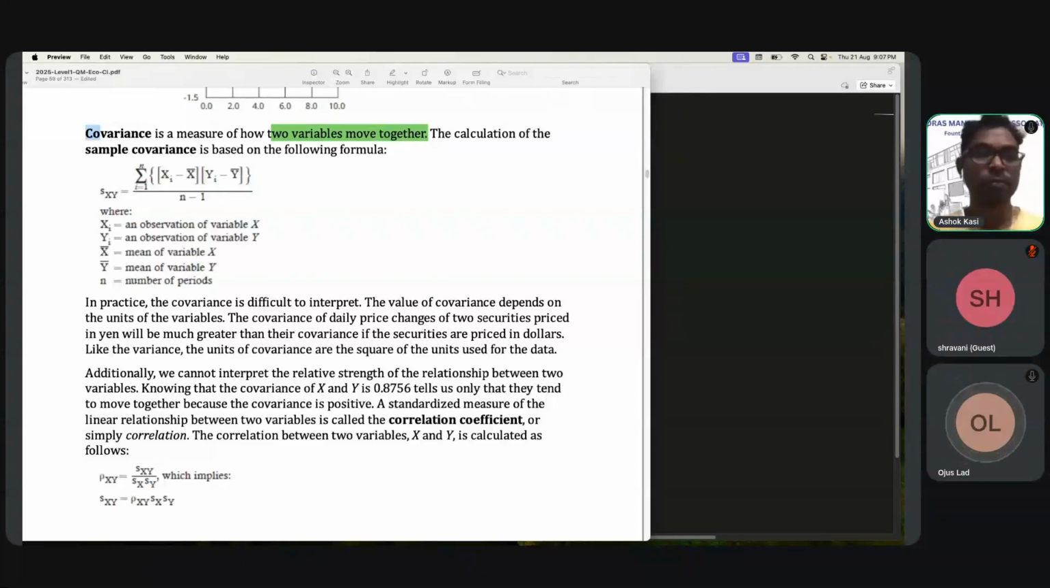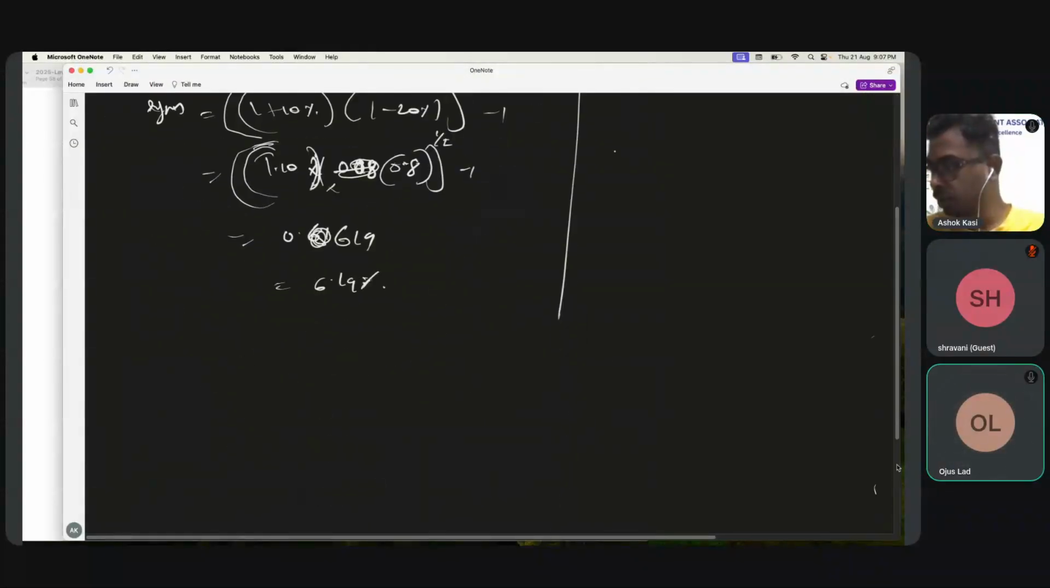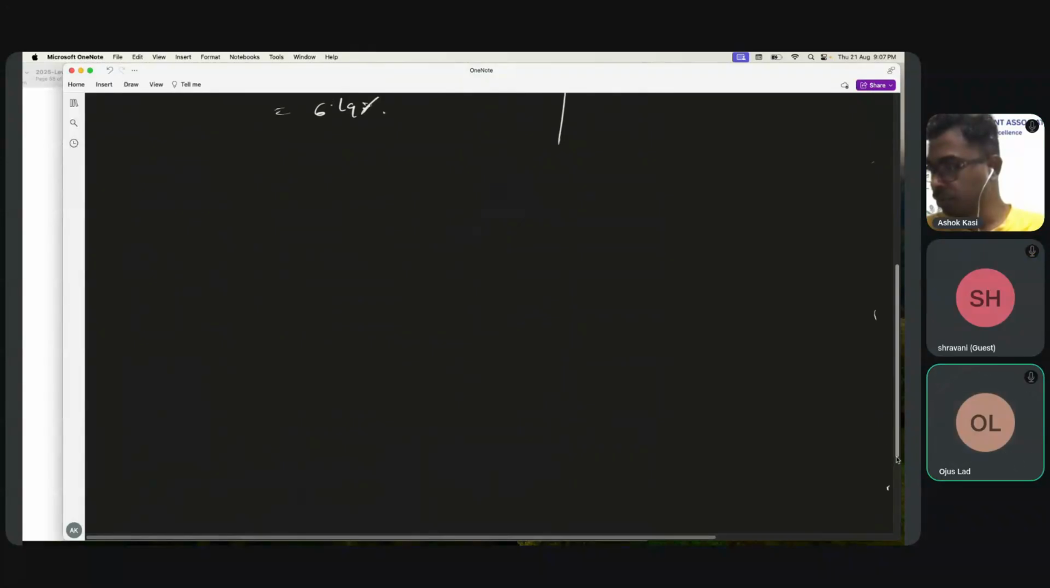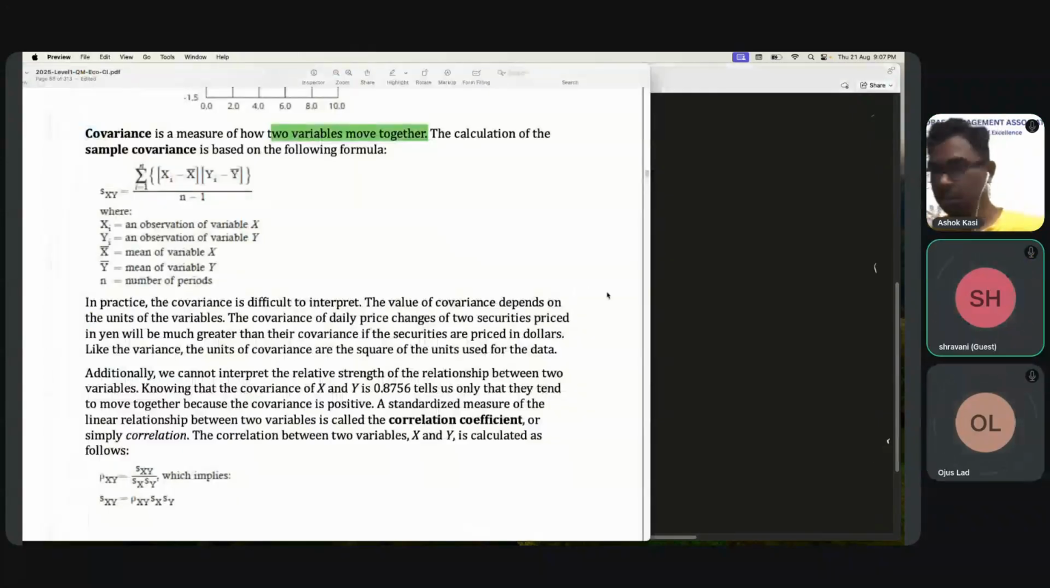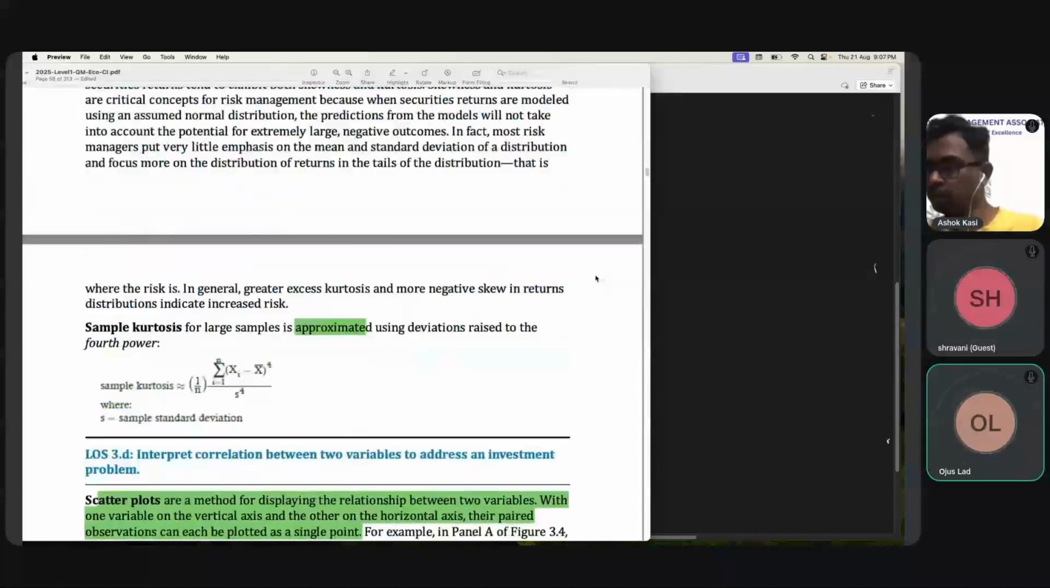Say, for example, when you go for a movie, you tend to eat popcorn. Will you always? That we don't know. You tend to eat popcorn. So whether they are moving in the same direction or not. So how to calculate this? So covariance.